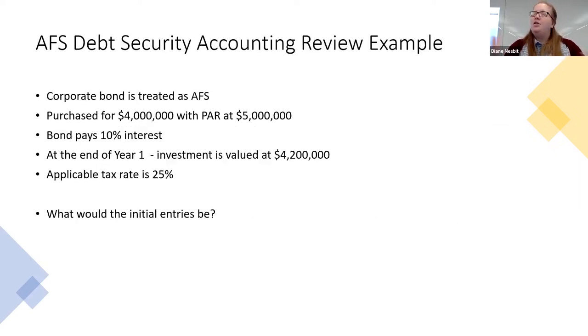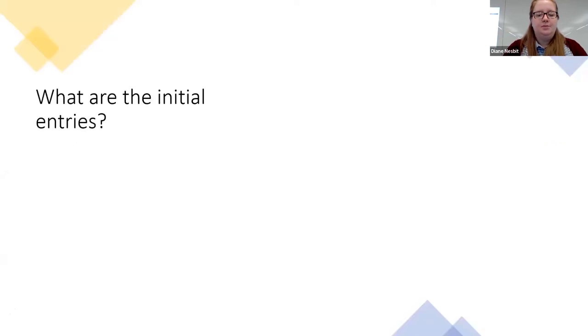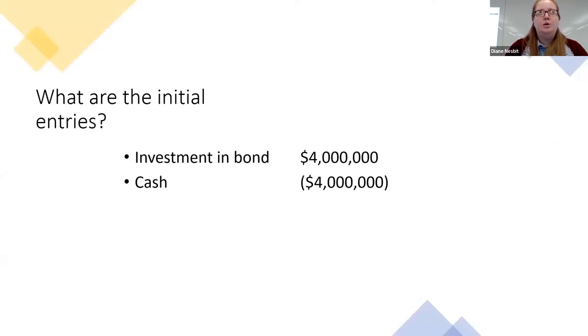So to make sure we're all on the same page to start with, we're going to go back to basic accounting of how we're currently accounting for available for sale debt securities. In this example, we have a bond that's treated as available for sale. We purchased it for $4 million, par is $5 million, and it pays 10% interest. At the end of year one, the fair value of the investment is $4.2 million, and the tax rate is 25%. If we were to go through what the initial entries would be, obviously our initial purchase would be cash out and debiting the asset.